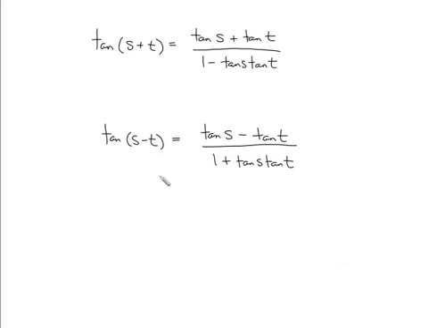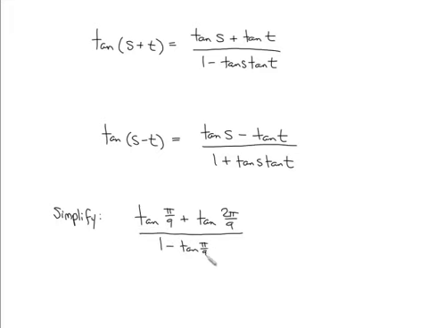What I do want to talk to you about is this problem where they ask you to simplify tangent pi over 9 plus tangent 2 pi over 9, divided by 1 minus tangent pi over 9 times tangent 2 pi over 9.